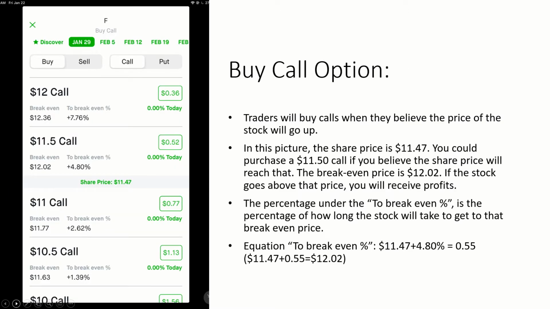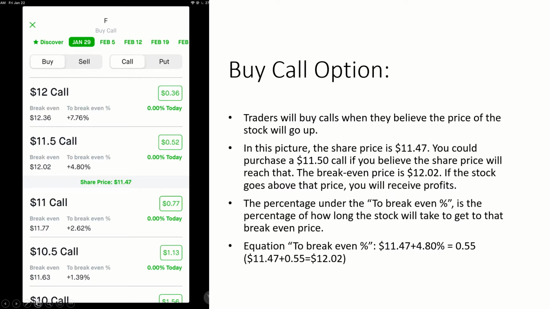So we're going to start with the buy call option. I have the video about that already, but we'll just go over it a little bit. So traders will buy calls when they believe the price of the stock will go up. In this picture, as you can see, the share price for Ford, that F stands for Ford, is $11.47. So say I thought, by the end of the week, or by January 29th or February 5th, or one of those days, which are the expiration dates, I think that Ford will go up to $11.50. Right here, guys, this is not $11.05.